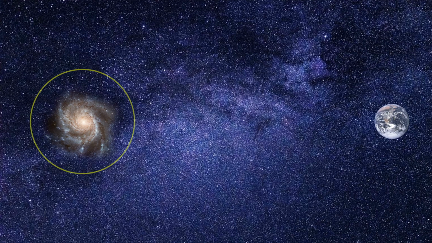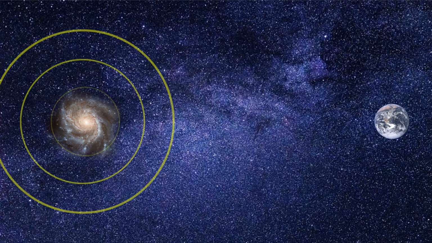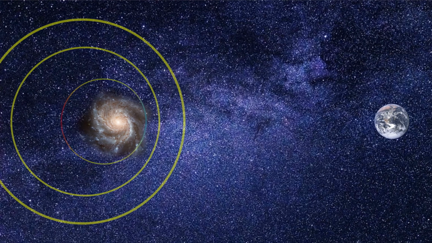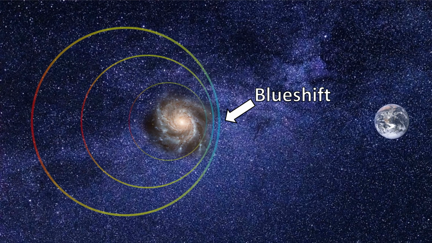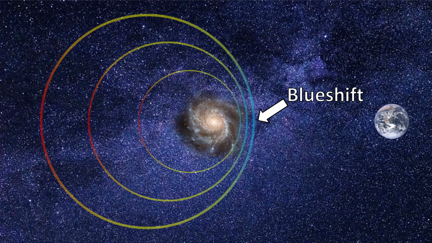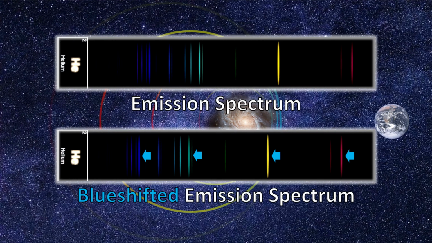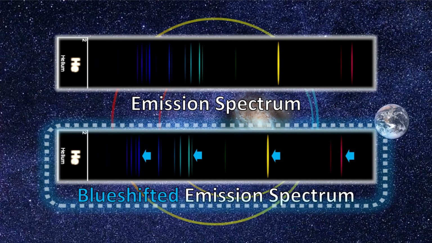If a galaxy moves toward Earth, the light waves exhibit a shorter wavelength because the frequency of the light appears to increase. This corresponds to the light appearing more blue, producing a blue shift. The emission spectrum of a blue shifted galaxy might look like this.